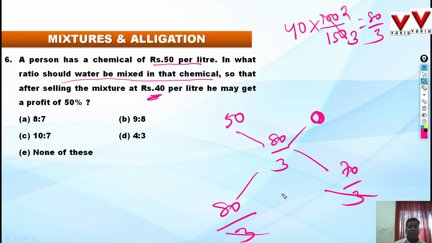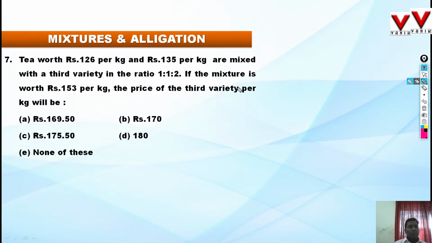Clear? You can also solve this question in another way, but this is the basic conceptual idea to solve it. Come to the next one. Question number 7. Tea worth 126 rupees per kg and 135 rupees per kg are mixed with a third variety in the ratio 1:1:2. If the mixture is worth 153 rupees per kg, the price of the third variety per kg will be what?